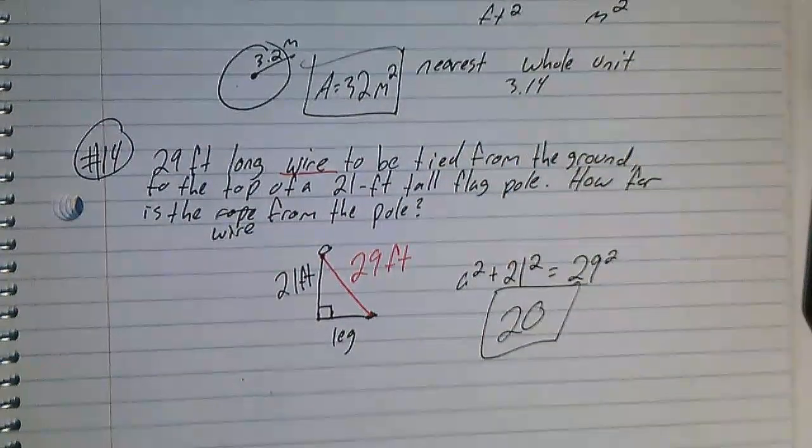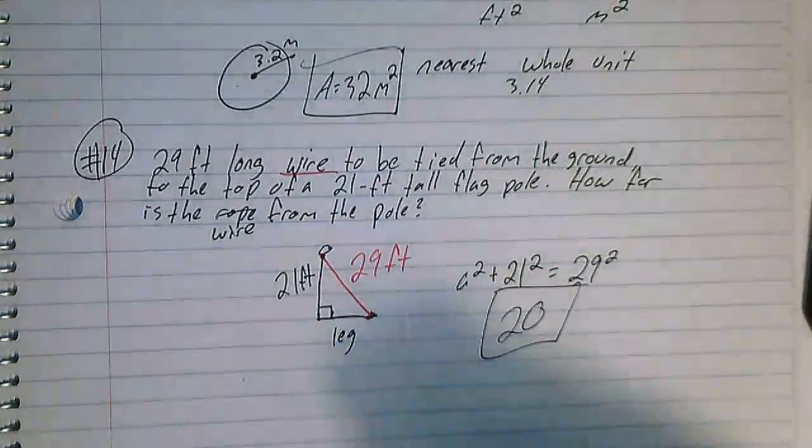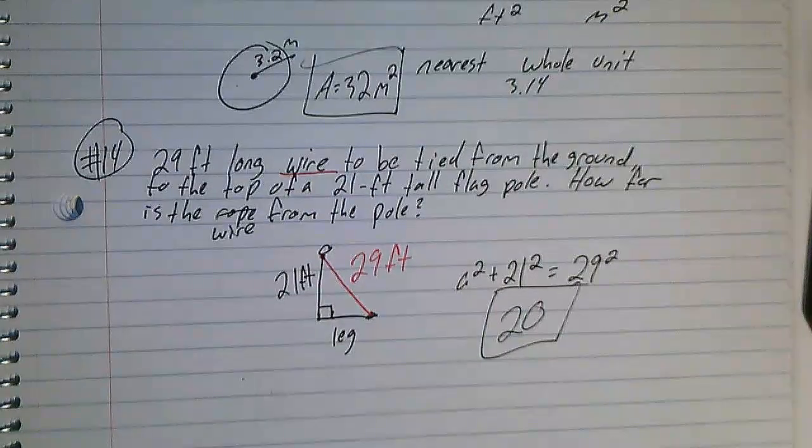A quick way to check yourself is: is the leg that you just solved for shorter than the hypotenuse? If it's longer than the hypotenuse, it's definitely wrong.